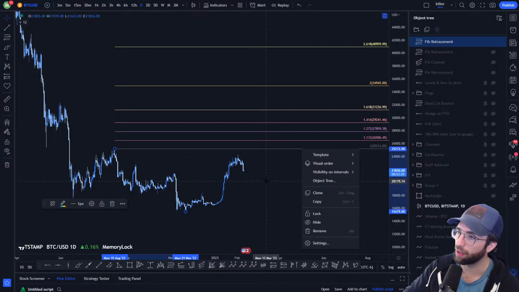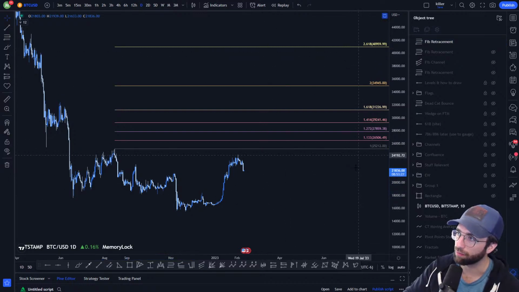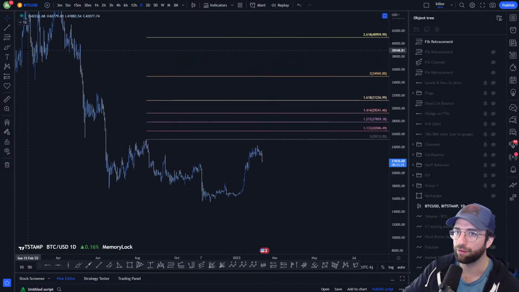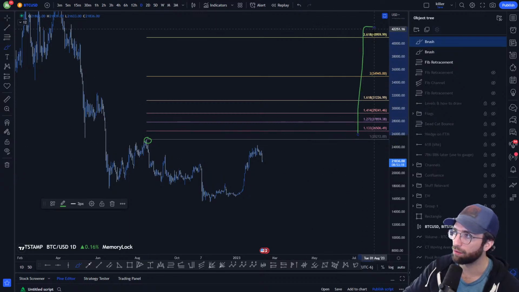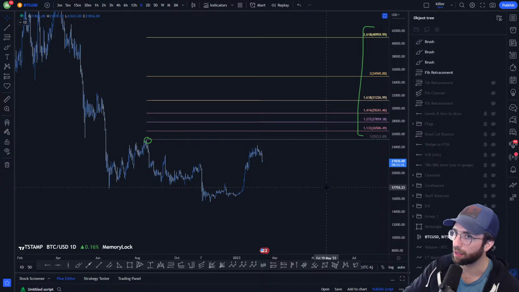So for this one, I would just go ahead and click expansion, and it would bring this up for me, and I can see, all right, great. If we were to break up above this level here, I can look to any of these levels as future resistance.